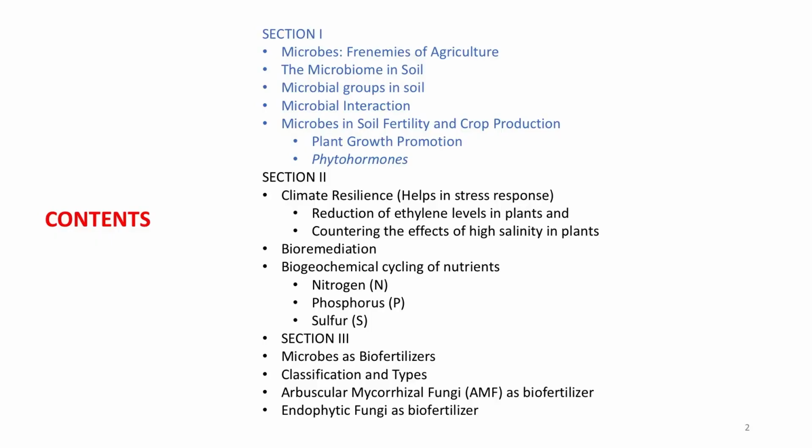So we have divided this lecture into various sections. We start with microbes, frenemies of agriculture. They are both friends and enemies of agriculture at the same time. Then we'll discuss the microbiome in soil, then microbial groups in soil and their interactions, then microbes in soil fertility and crop production, and plant growth promotion and phytohormones. We'll tell about sections 2 and 3 as we go to them in the subsequent slides.